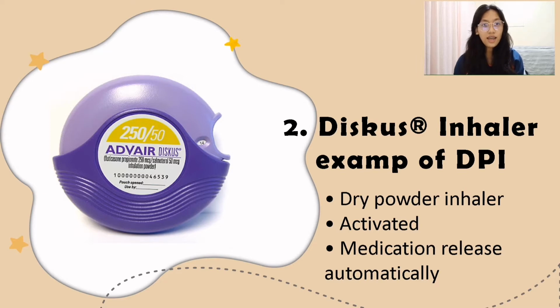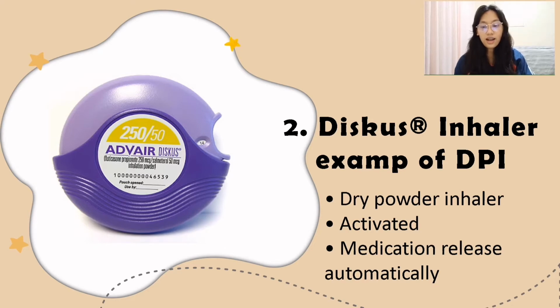So for the Discus inhaler, it is a metered device, as you can see here in this slide, the picture of the Discus inhaler. It is a metered dose dry powder inhaler consisting of a plastic device which contains the powdered medication. It is a device that is activated when breathed and inhaled that will release the medication automatically.